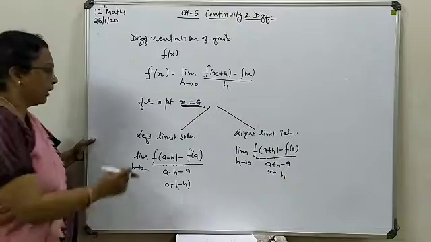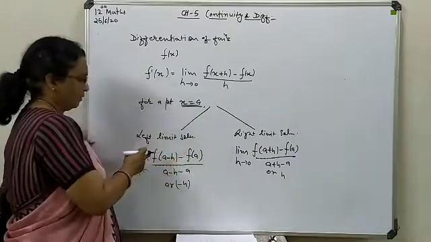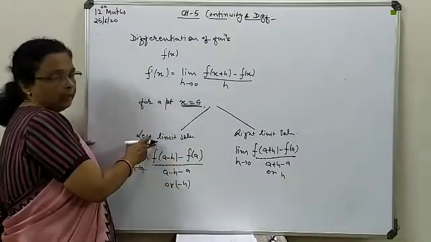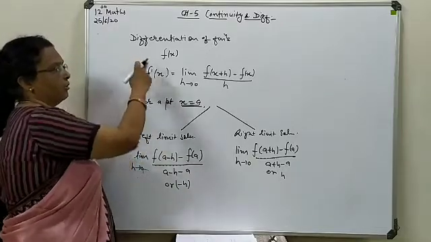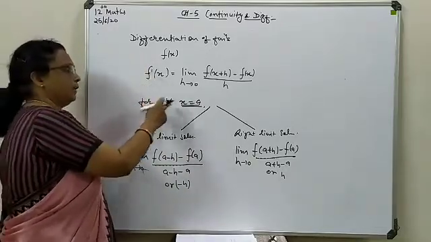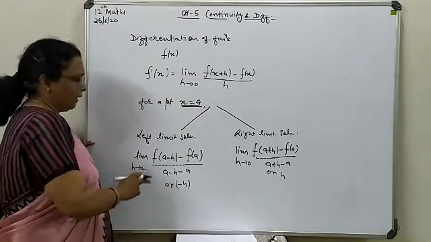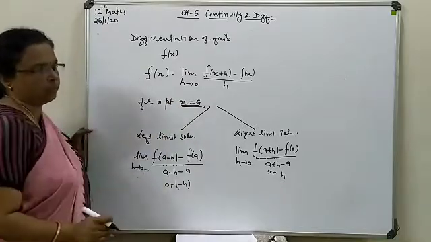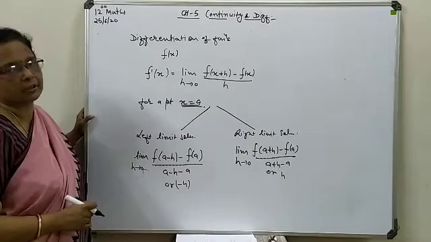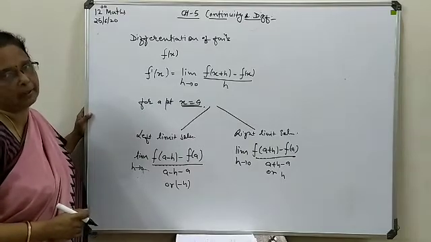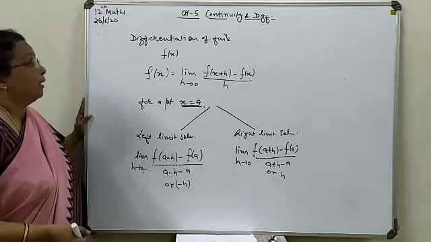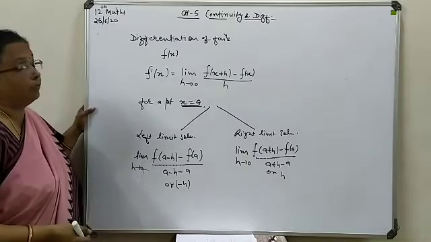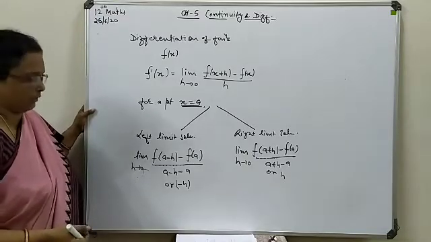So this way, if these two solutions are the same, then you can say that the given function is differentiable at the given point. If these two do not match, that means the given function is not differentiable at the given point. So this is the theoretical concept for evaluation of the differentiation of a function.